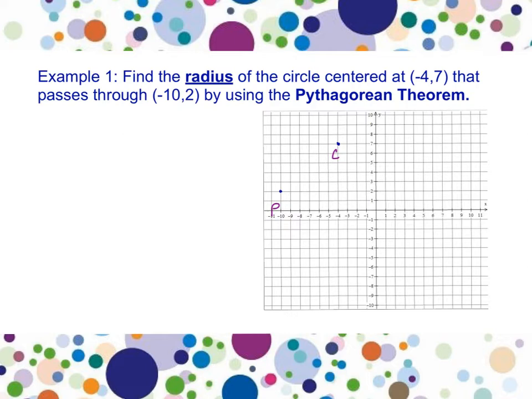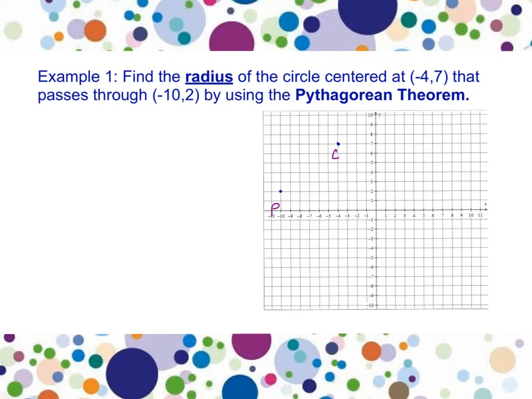All right, in this example, you're asked to find the radius of the circle centered at (-4, 7) that passes through (-10, 2) by using the Pythagorean theorem. So I gave you some graph paper to help out. If you plot those points on your graph, you can see that this is our center at (-4, 7), and this is the point the circle goes through. And when I say the point the circle goes through, it's on the circumference of the circle. So the circle itself goes through that point from that center.